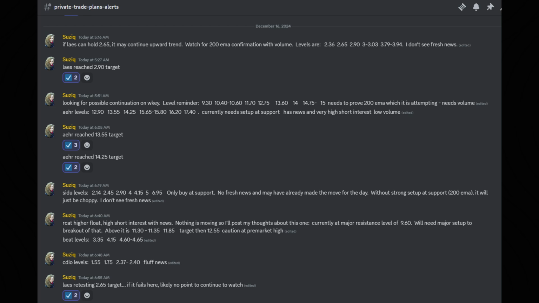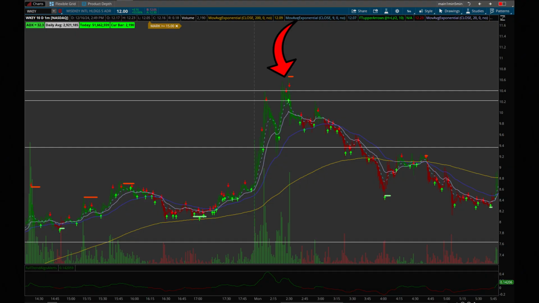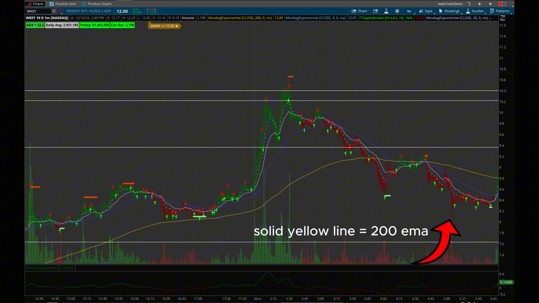So at 5:51 a.m. my time, and I'm in the Mountain Time, my Discord alert system flagged WKEY as a potential setup for the day. It immediately caught my eye because of some unusual pre-market action. WKEY had made a quick 31% gain during pre-market trading before selling down below the 200 EMA. This initial spike showed significant interest, but the sell-off set us up for a potential 200 EMA reclaim and reversal setup.